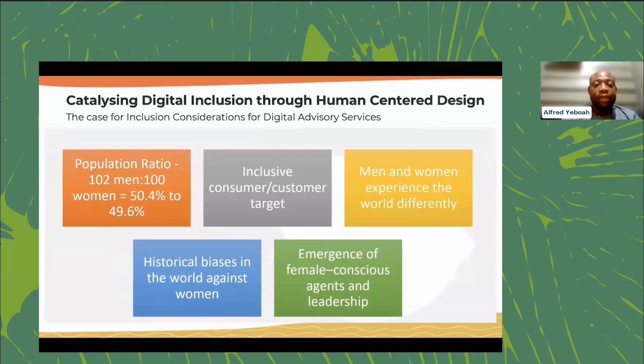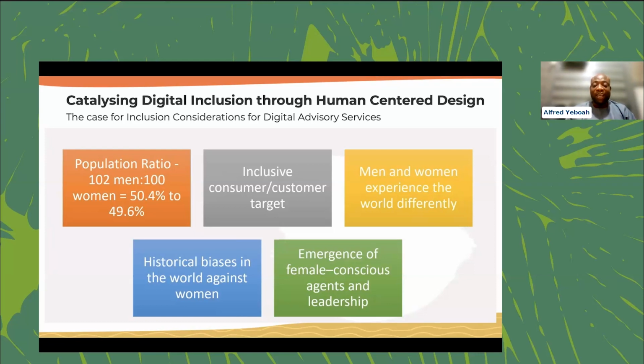Yeah, thank you very much, Gente, for highlighting AgriPath's experience with the human-centered design process and how that affected and also influenced FarmBetter's app and also the platform redesign. I will look closely at some of the inclusion considerations for digital advisory services and what are some of the challenges we should be paying attention to, based on AgriPath and FarmBetter app's experience.